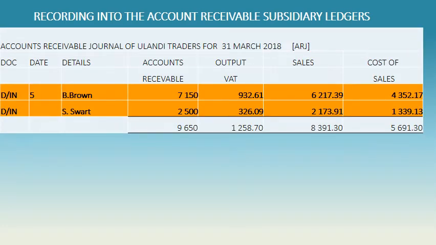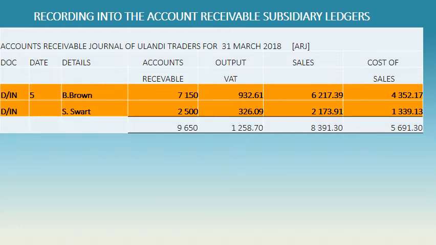Previously, we recorded the source documents into subsidiary journals and then posted totals into the general ledger. With the next slides, we will be recording source documents into the subsidiary ledgers, starting with the accounts receivable journal, where we recorded invoices that were issued to clients. These invoices, on the day that they were issued, should also be recorded in the subsidiary ledgers.